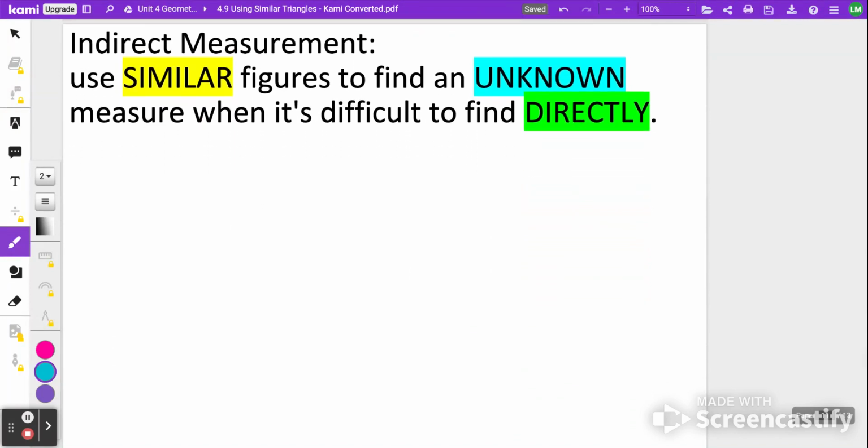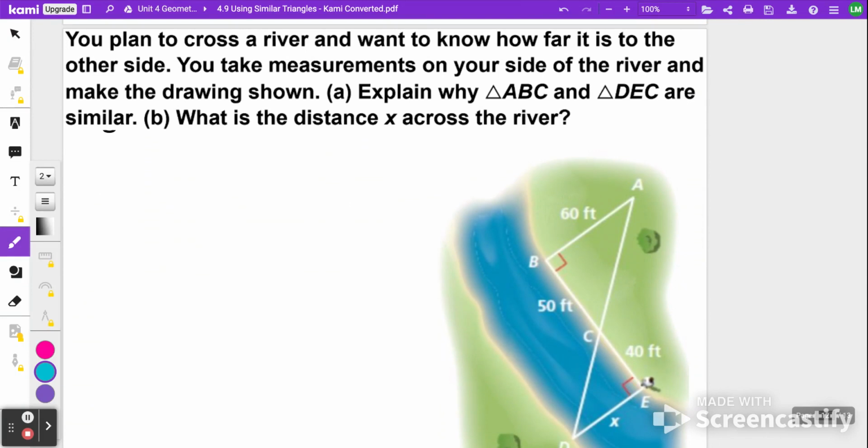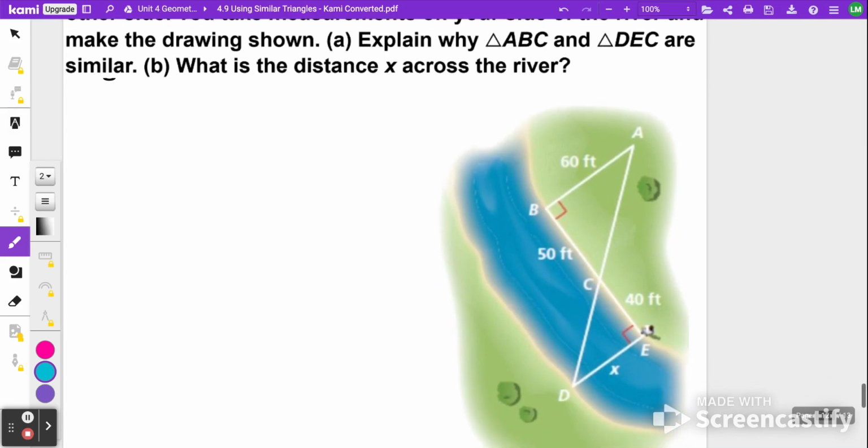Indirect measurement is one more thing that we'll talk about. That is using similar figures to find an unknown measure when it's difficult to find directly. So this is the last little blank we'll fill in our notes. Now let's get ready to try an example. You plan to cross a river and want to know how far it is to the other side. So you take measurements on your side of the river and make the drawing shown. Explain why ABC and DEC are similar, and then what's the distance x across the river.